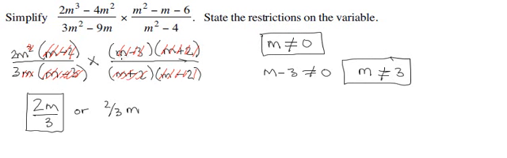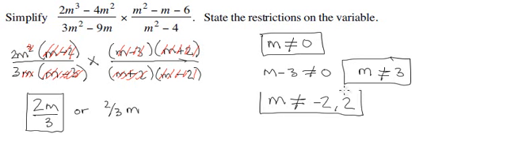And from these other ones, I'm going to speed this up because you've seen this many times by now. We get that m also cannot equal negative 2 or 2. So grand total of 4 non-permissible values, and our simplified version is either 2m over 3 or 2/3 m, whatever you think is nicer.